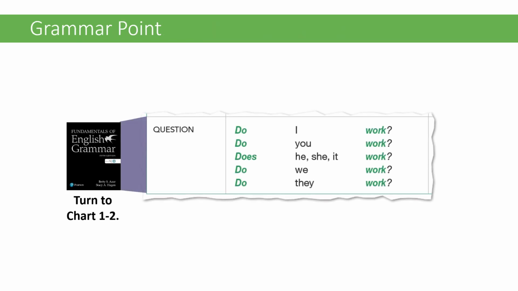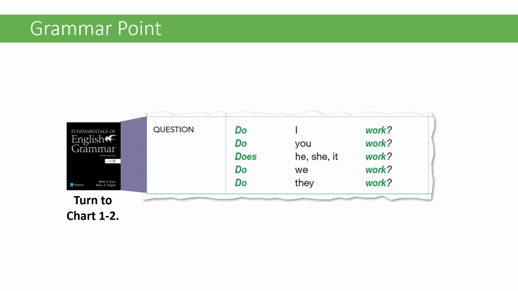So to form simple present questions, we use do or does. For I, you, we, and they, we use do. So do I work? Do you work? Do we work? Do they work? For he, she, and it, we use does. Does he work? Does she work? Does it work? Notice that there's no S on the main verb work.